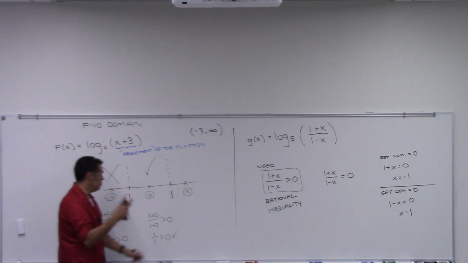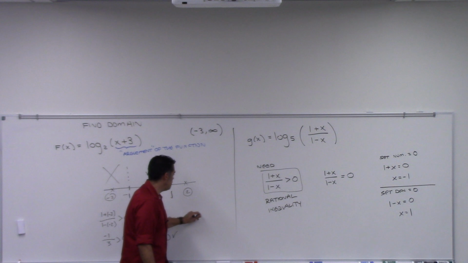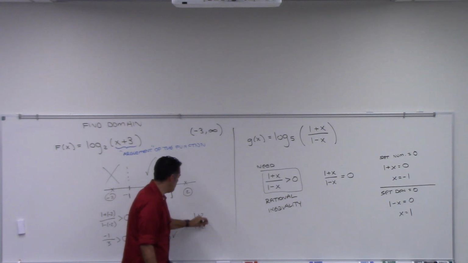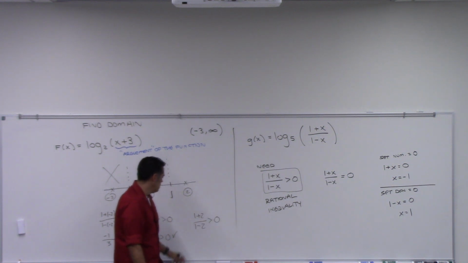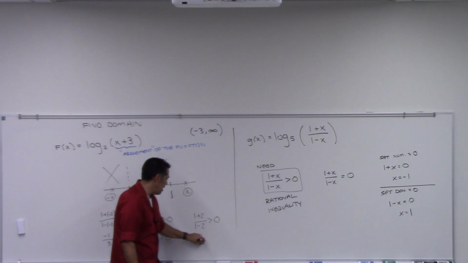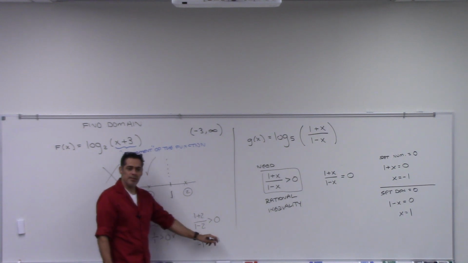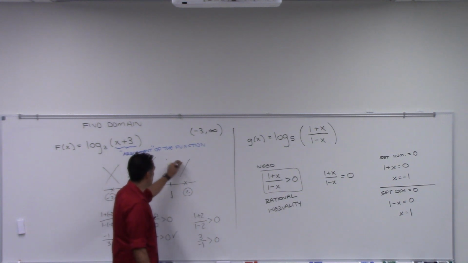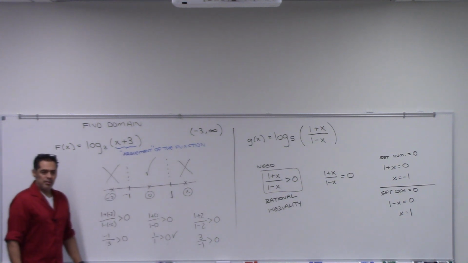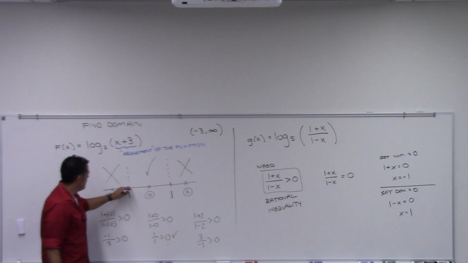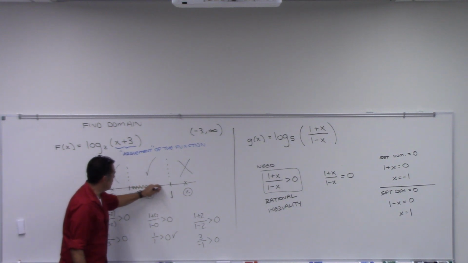Now I try 2. 1 plus 2 over 1 minus 2. Is that greater than 0? So the top is 3. The bottom is -1. Is a negative number greater than 0? No, it doesn't work, right? So far, it's everything between here and here, right?